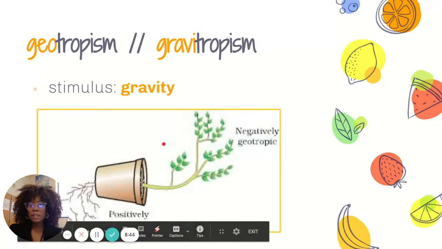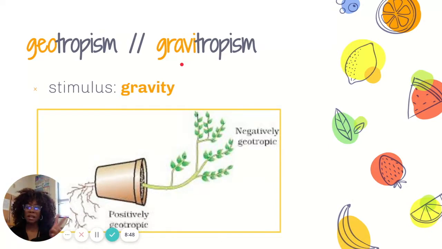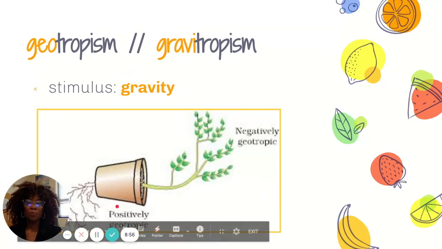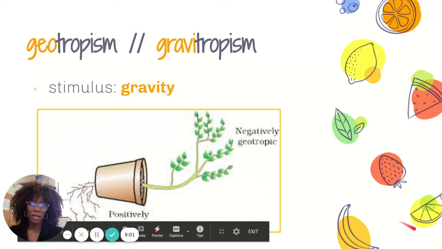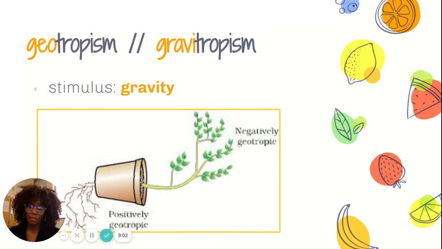So geotropism, gravitropism, they are the exact same thing. It's just two different names for them, but they mean the same thing. Their stimulus, as you maybe have guessed, is going to be gravity. As you can see, gravitropism. But again, it'll also sometimes be called geotropism. They mean the exact same thing. Do not be scared because they say something different.